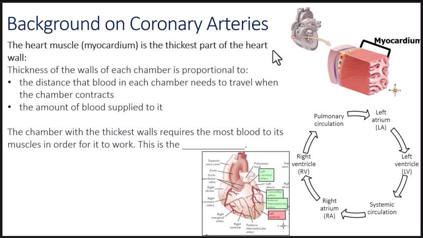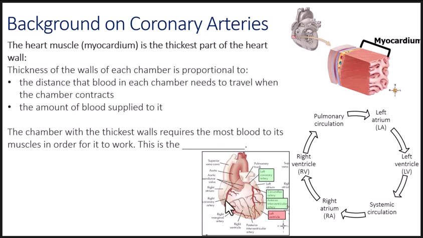A little bit of background on the coronary arteries. In addition to what I've already spoken about, the heart muscle I told you is called the myocardium, and if you look at all the layers of the heart in this cross section, it is the thickest layer, and we need the myocardium to be thick to pump blood throughout the heart, but also to the lungs and to the rest of the body. But the thickness of the walls of each chamber, remembering the two top chambers, left and right atrium, as well as the left and right ventricle beneath it, is going to be proportional to the distance that the blood has to travel.